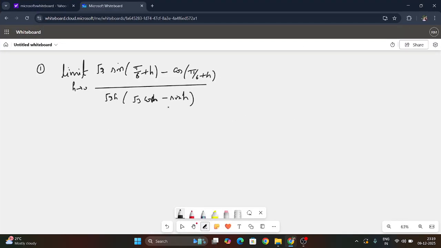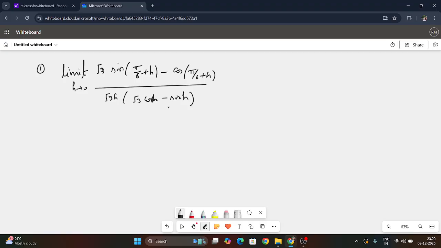Okay. The question is a PYQ of JEE Main. The question is: limit h tending to 0 of [root 3 sin(pi/6 + h) minus cos(pi/6 + h)] divided by [3h (root 3 cos h minus sin h)]. So we have to find the limit of this expression. Let's start with how we can approach this question.